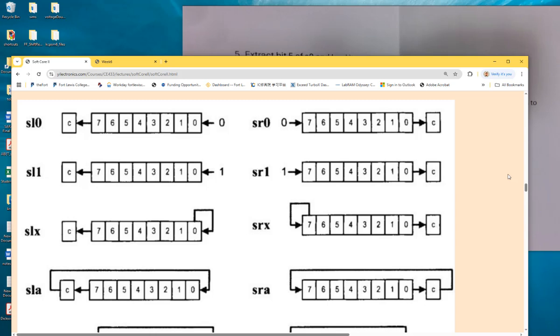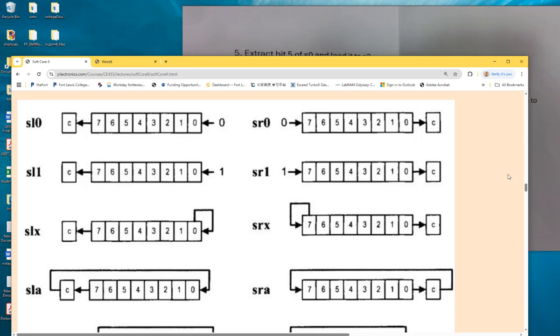Which one is the good instruction to use? SRA, it's like shifting the whole thing, right? I would say it should be shifted to the right. Okay, so it should be something on the right-hand side, right?